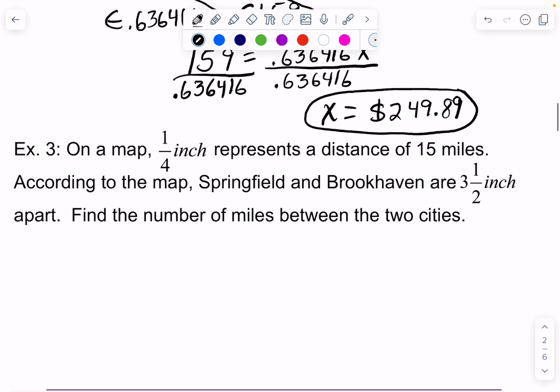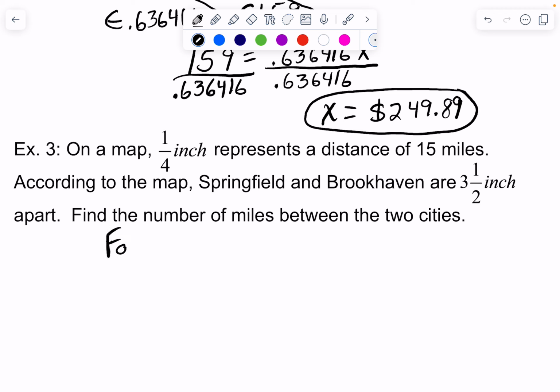On a map, I'm sure all of you have used GPS. This is how GPS works. This is how it calculates the values. On a map, 1/4 of an inch represents the distance of 15 miles. According to the map, Springfield and Brookhaven are 3.5 inches apart. Find the number of miles between the two cities.